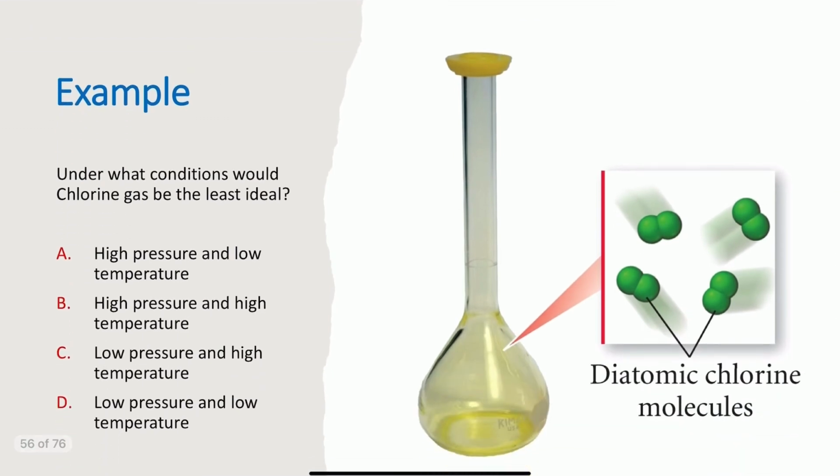And for a quick example, under what conditions would chlorine gas be the least ideal? High pressure, low temperature; high pressure, high temperature; low pressure, high temperature; or low pressure, low temperature. Well, it's going to be least ideal under high pressure, low temperature, because that's where it's going to deviate the most from the ideal gas law. Again, you do need to be able to explain the van der Waals equation, use the van der Waals equation, explain the corrections, and understand where they're coming from and why they are necessary. In order to use the equation, I would have to give you the values for a and b, and at that point it's a plug and chug type calculation, but you do need to be able to explain the different parts of it as well.